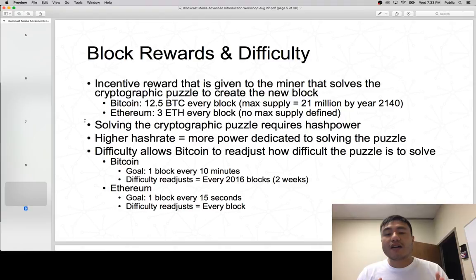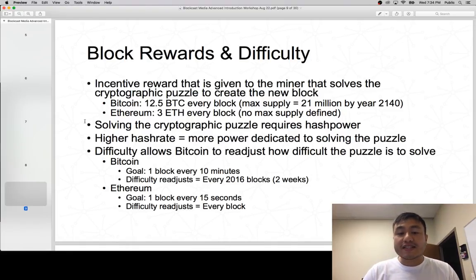So if someone finds a block, but it took, say, 7 minutes instead of 10 because we had the hash power to solve this puzzle in a lot faster time, what this difficulty does is it makes the puzzle harder so that perhaps in the next block, it'll be targeted at 10 minutes.